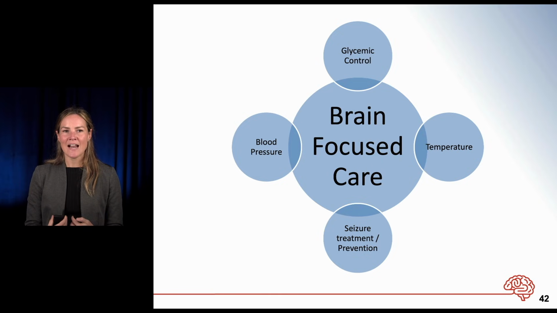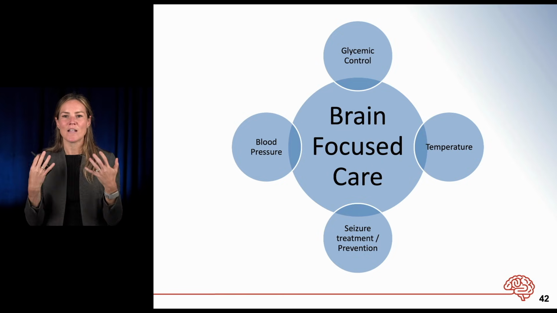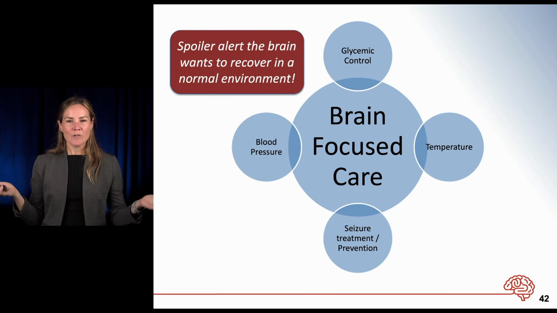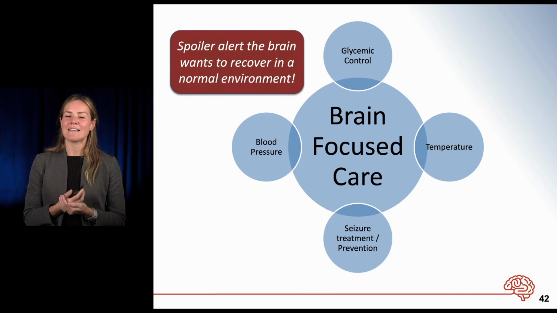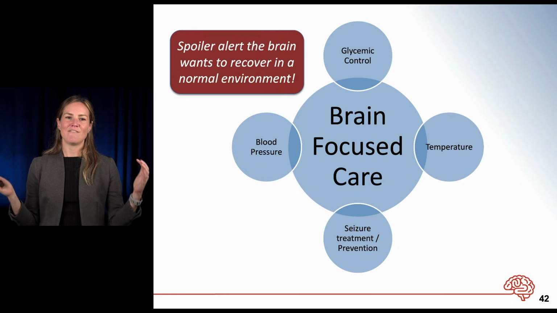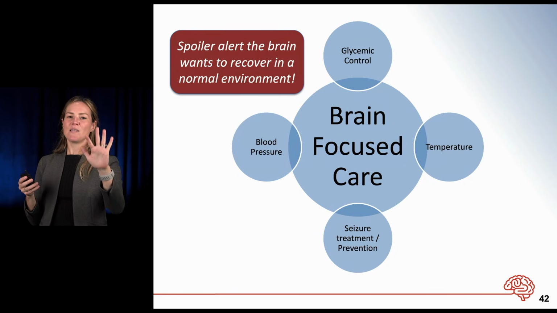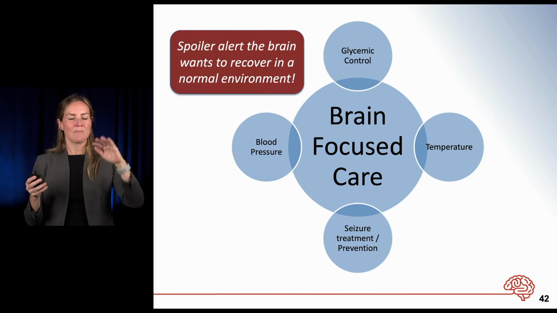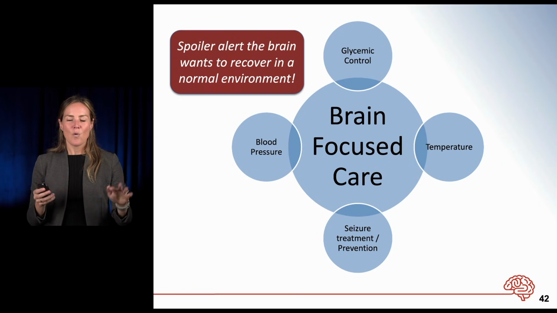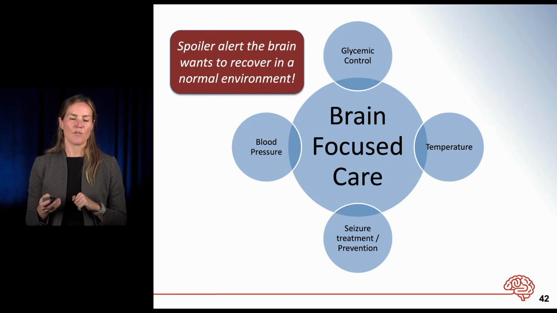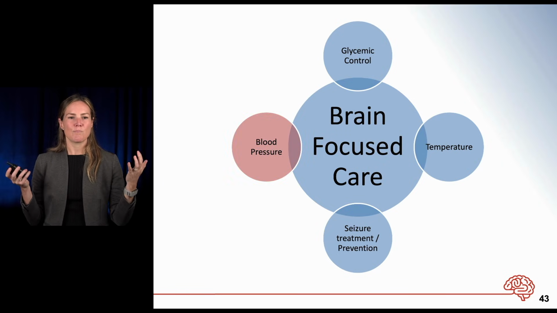So again, this is thinking more about systemic. What's going on with the body really affects what's going on at the brain. So spoiler alert, the brain really, really likes to exist in a normal environment. And so when we're doing glycemic control, temperature control, seizure treatment and prevention, blood pressure management, we are trying to keep things normal for the brain. So let's talk about blood pressure.